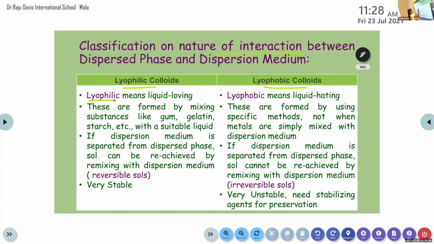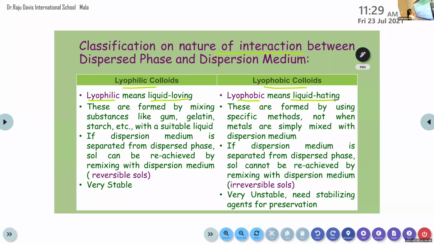So lyophilic means liquid loving. That's the first point. And lyophobic means liquid hating. In the case of lyophilic colloids, they are always attracted towards the liquid. They have a strong force of attraction between the liquids. In the case of lyophobic colloids, they always hate liquids. That means a weak force of attraction between the liquids.